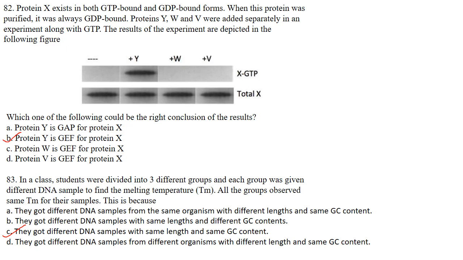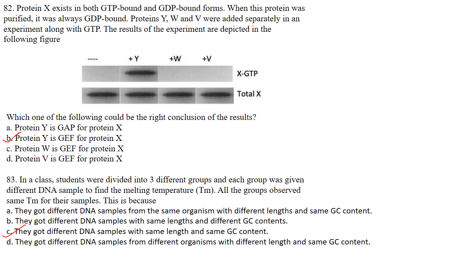Then protein X exists in both GTP bound and GDP bound forms. When this protein was purified, it was always GDP bound. Protein Y, W, V were added separately in an experiment along with GTP. The results of the experiment are depicted in the following figure. Which one of the following could be the right conclusion of the result? So they have given GAP and GEF.